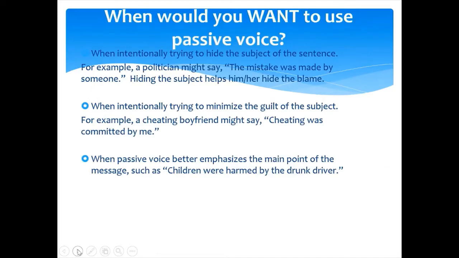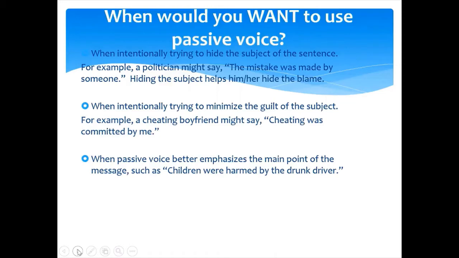When would you want to use passive voice? There are different times when you have to or you can use passive voice. For example, when you must deliver bad news. For example, the decision to terminate your lease was agreed upon by all members of the committee.